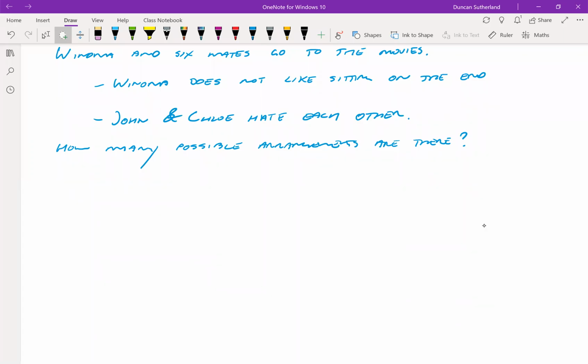All right, so we're going to consider the situation where 7 people go to the movies, Winona and 6 of her mates. So they're all going to sit in one row in 7 seats. However, there's a couple of constraints on this arrangement. Winona doesn't want to sit on the ends of the 7 seats, and 2 people, John and Chloe, hate each other, so they don't want to sit next to one another.